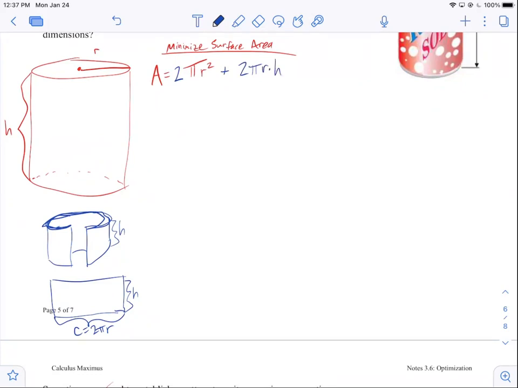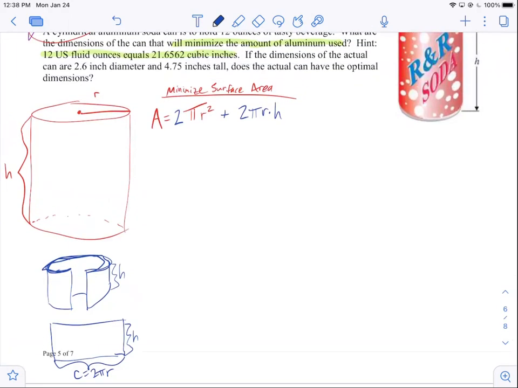All right. So we got the top and bottom, 2 pi r squared, plus the lateral surface area, 2 pi r h. So that is our primary equation. That's what we're trying to minimize.